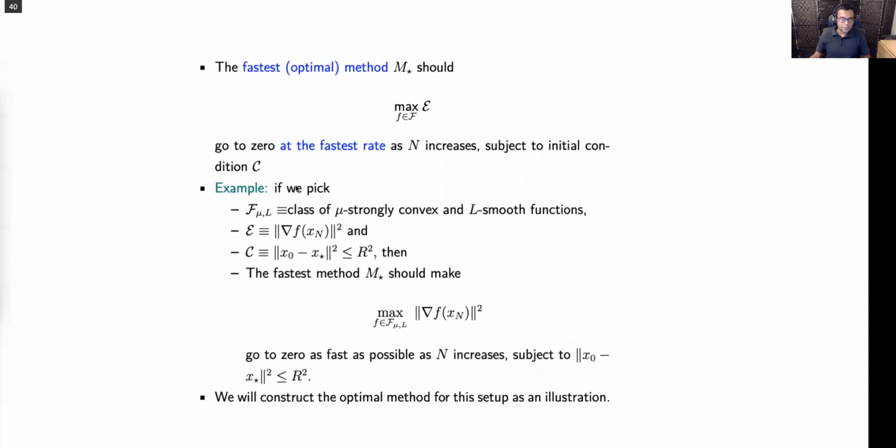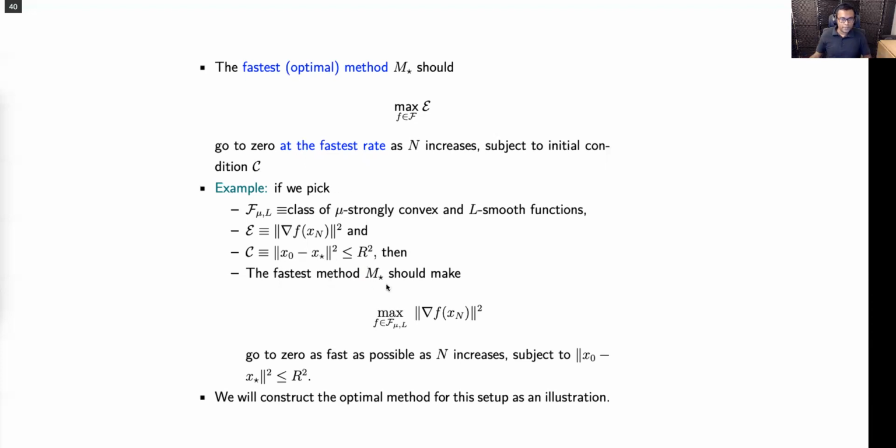As one example, suppose we pick our function class to be the class of strongly convex and smooth functions. We pick our performance measure to be how the last iterate gradient norm squared goes down, and our initial condition is that the distance between the initial point and the optimal solution is less than or equal to r squared, which in other words says that it is not infinitely far away from the optimal solution.